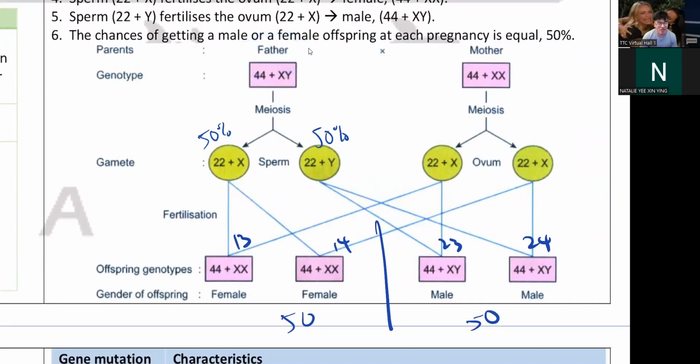Okay, so if you want a daughter, ask your husband's X sperm to swim faster. If you want a son, ask your husband's Y sperm to swim faster. Can you do that? No, right? So you see how stupid this is? You see how stupid this is?